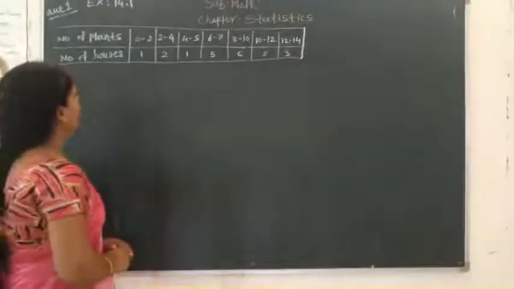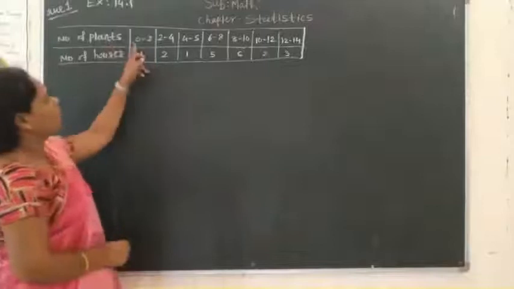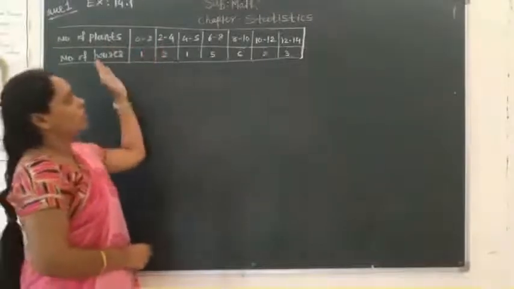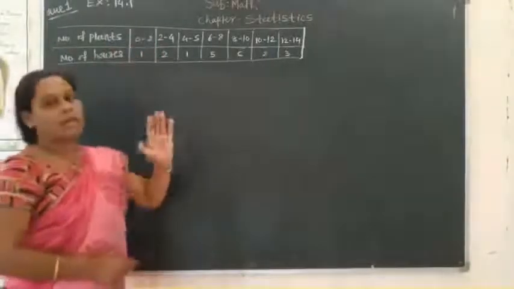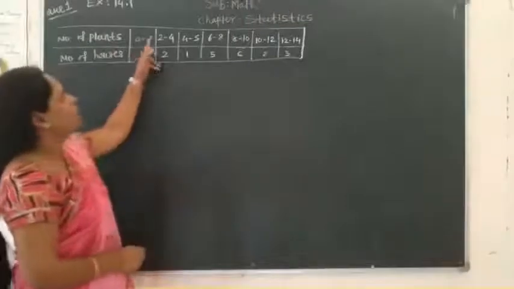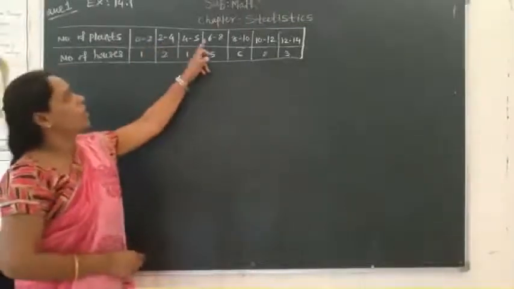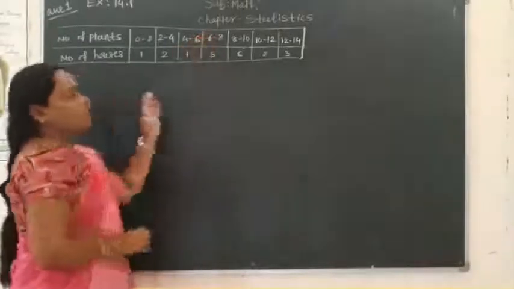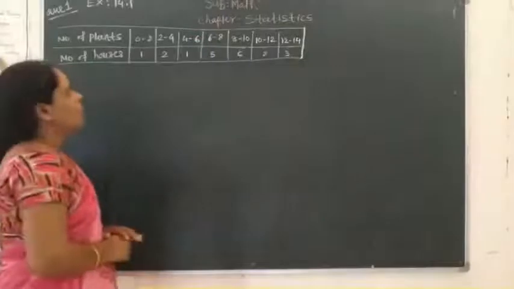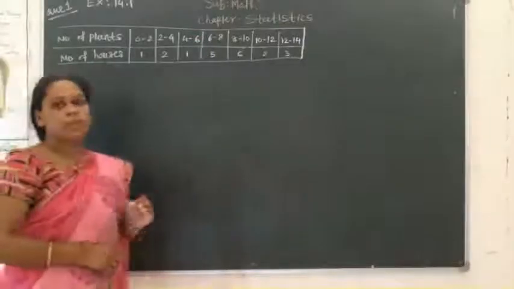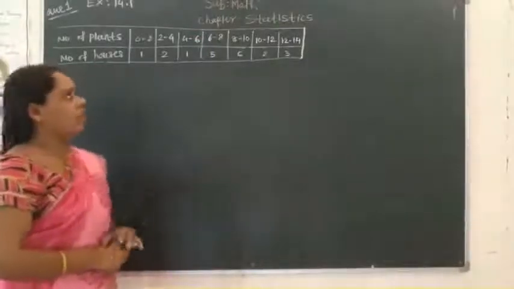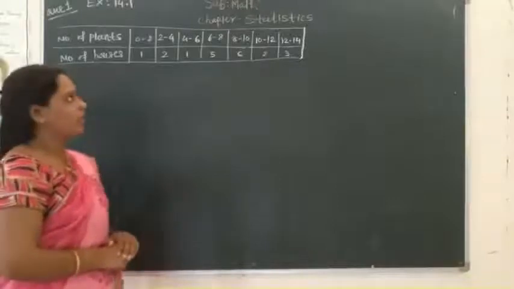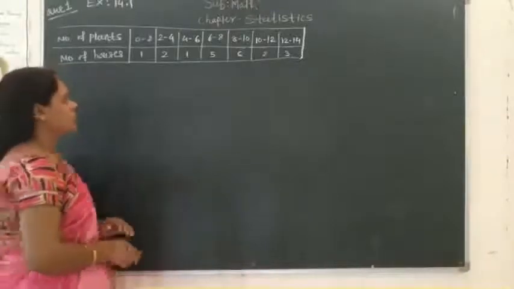In this data, the classes start from 0 to 2, 2 to 4. First, see the classes. All the classes are continuous. For 0 to 4, the upper limit and lower limit of all the classes are continued, and that's why it is a continuous class. Here we have to find the mean value. Mean plants are to be found, and that's why we have to consider the classes.